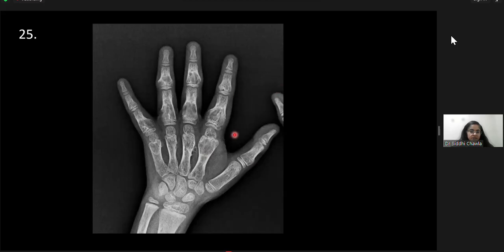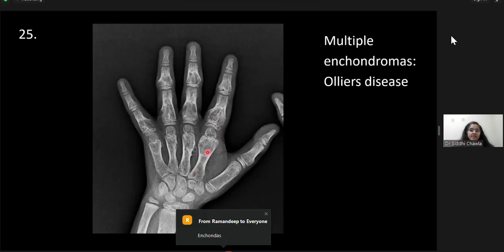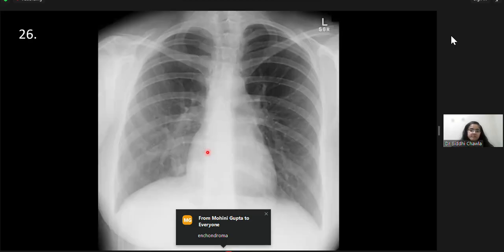This is the X-ray of the hand. What are you able to see? Right. Everyone has got it right. What are the lesions that you see within the bones? We have multiple lytic lesions within the metadiaphyseal regions of multiple small bones of the hand. These are multiple enchondromas, and we are dealing with Ollier disease. This is again a common chest X-ray. What is the diagnosis?